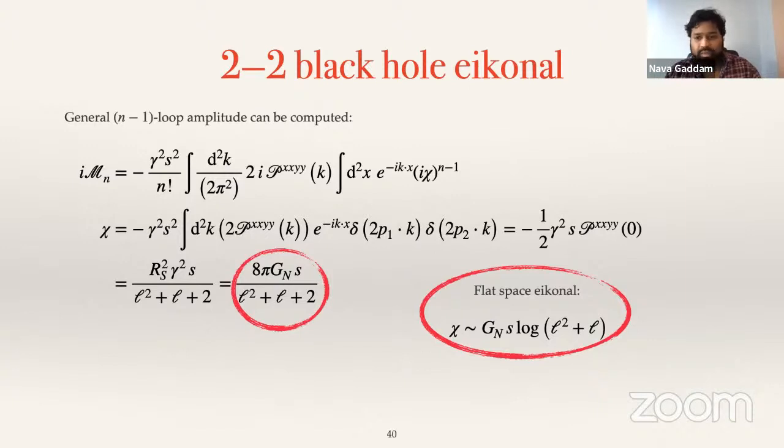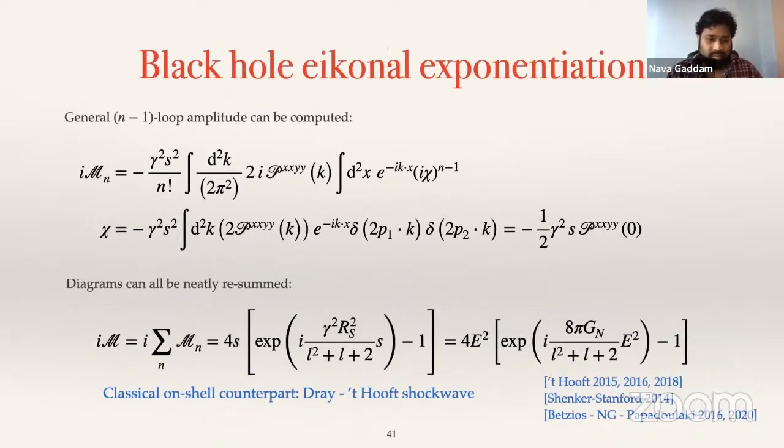You can resum each of these loop amplitudes, and they neatly resum into an exponential again. And that exponential can be written down. And we also showed that this 2-to-2 amplitude has a classical counterpart, which is now a shock wave in the presence of a black hole. In flat space, the 2-to-2 eikonal was a shock wave in the presence of flat space, whereas now we have a shock wave in the presence of a black hole.